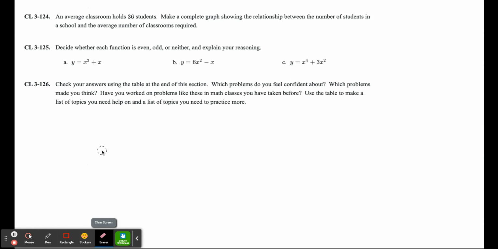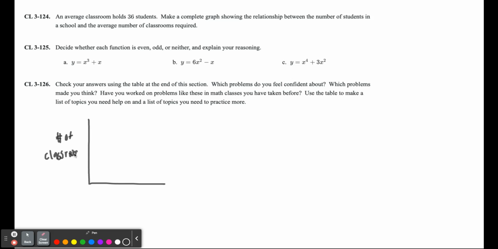Okay, so it says an average classroom holds 36 students. Make a complete graph showing the relationship between the number of students in a school and the average number of classrooms required. Okay, so number of classrooms, number of students. Okay, so one classroom can hold 36 students, right? So if you had just one student, that would be one classroom.